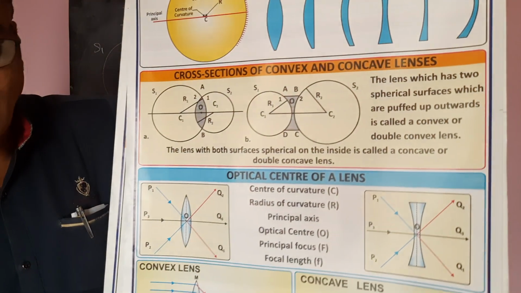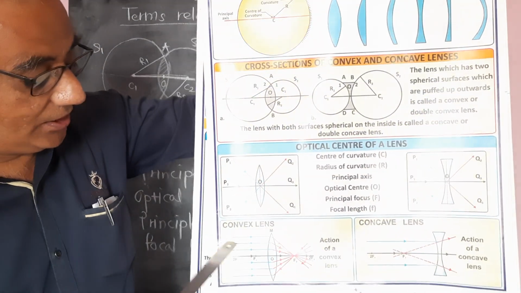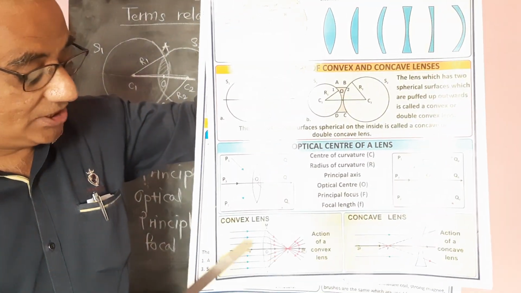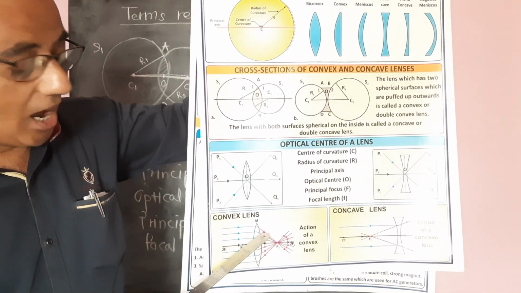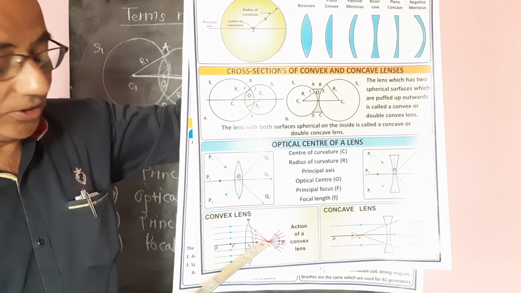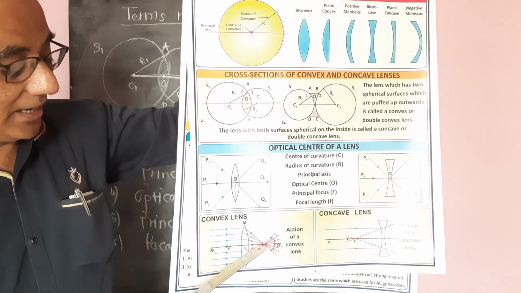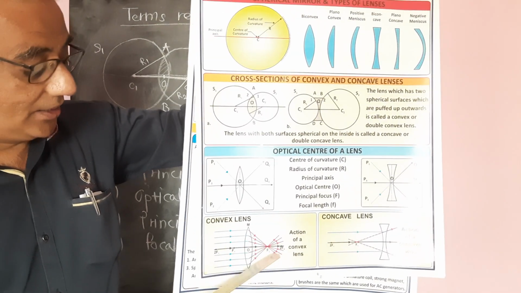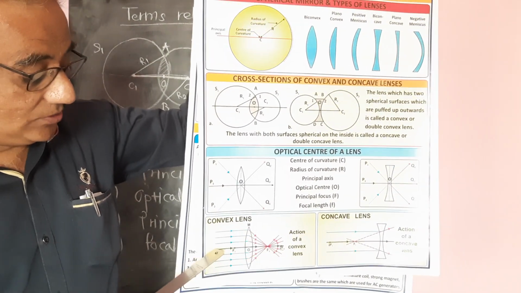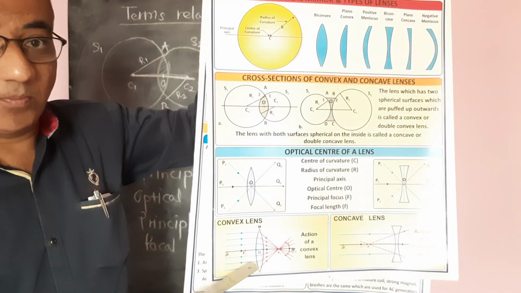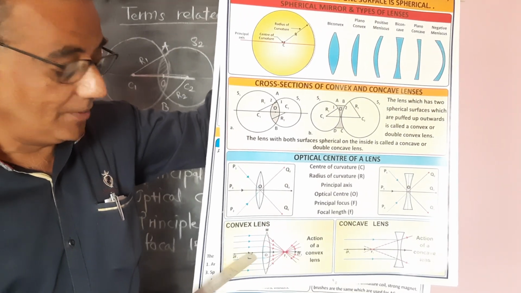Now here we easily observe that when the rays of light which are parallel to the principal axis pass through the convex lens, after passing through that convex lens, they are gathered at a single point. That point is called the principal focus. In a lens, we find that there are 2 points of principal focus, F1 and F2.